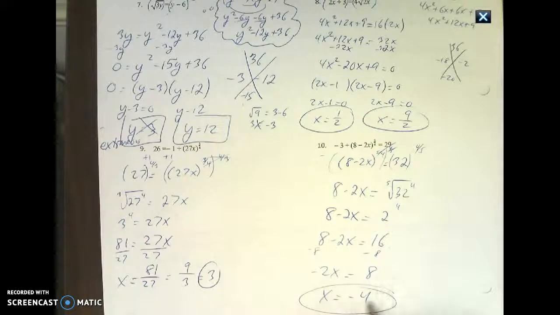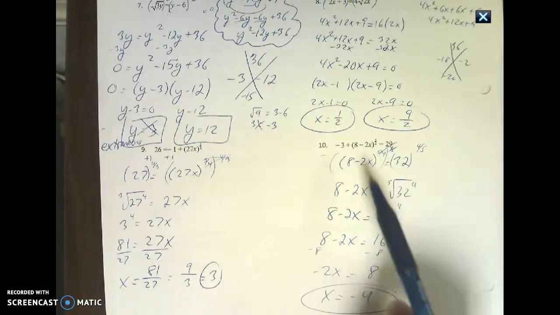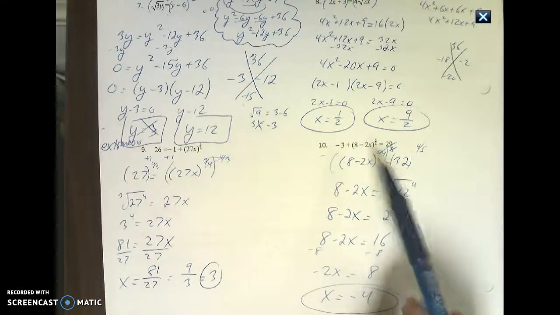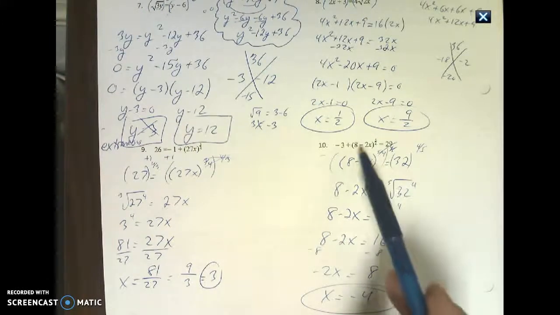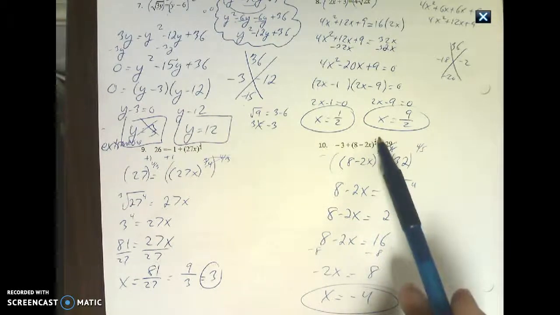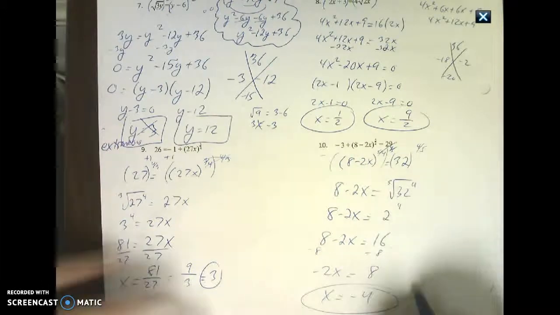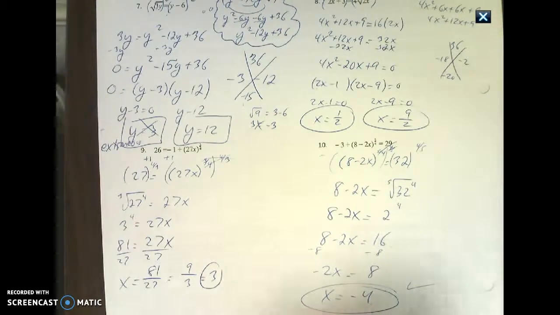All right, if I plug this back in, I know it's a negative answer, but see how it's 8 minus 2 times x? So that becomes 8 plus 8, which is 16. The 4th root of 16 is 2. 2 raised to the 5th power is 32. 32 minus 3 is 29. This works out just fine. All's well.